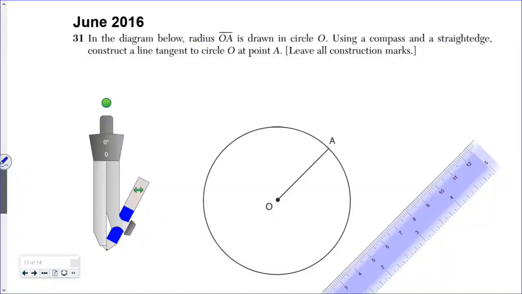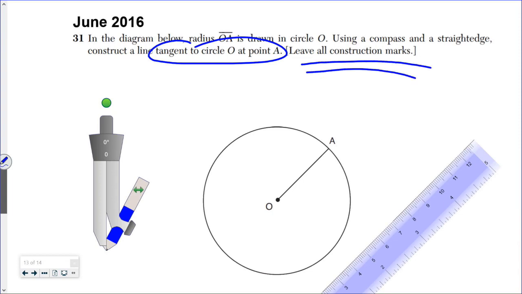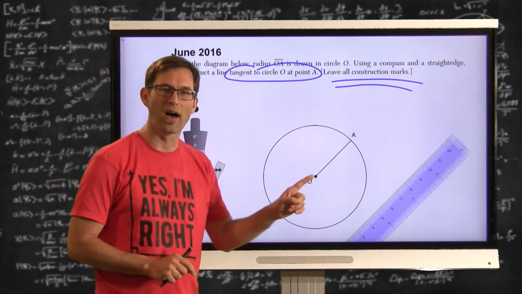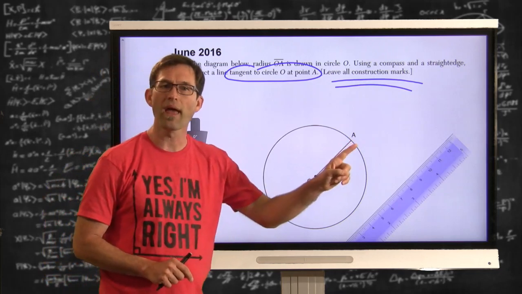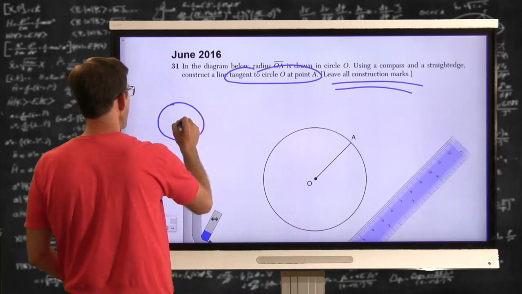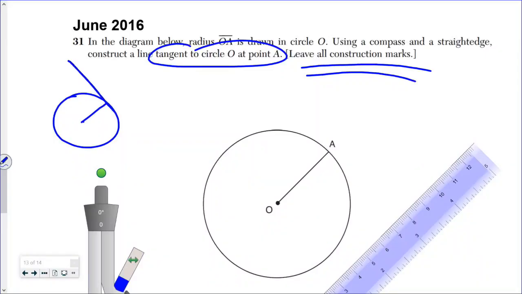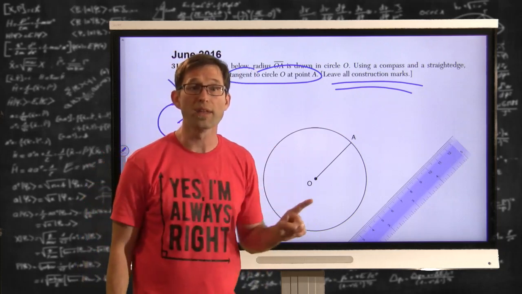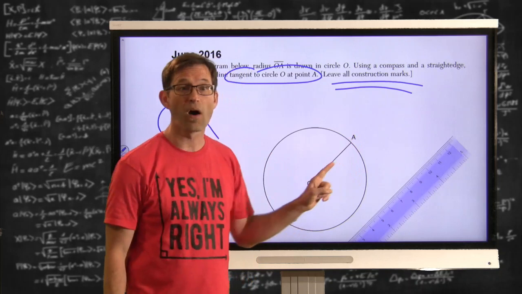In the diagram below, radius OA is drawn in circle O. Using a compass and a straight edge, construct a line tangent to circle O at point A. Leave all construction marks. Always leave all construction marks. Always do all of your constructions in pencil, etc. Now, this one wants us to construct a tangent line to circle O at point A. And the key to doing this construction correctly is knowing that when you have a radius and you have a tangent line, they are perpendicular to each other. So really what this construction is asking you to do is a classic one, which is to draw a line that is perpendicular to a point that is on another line.